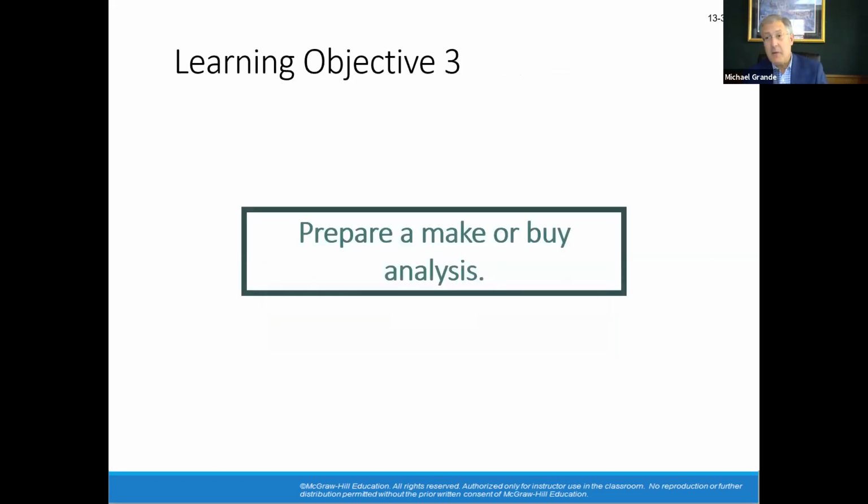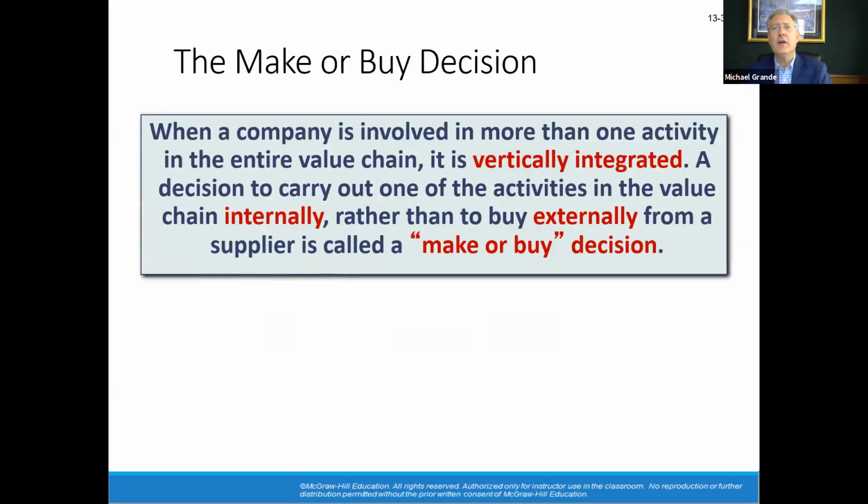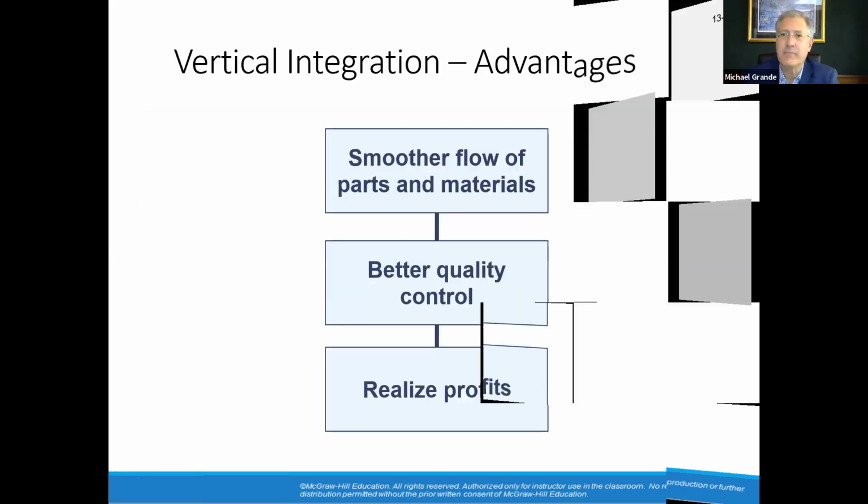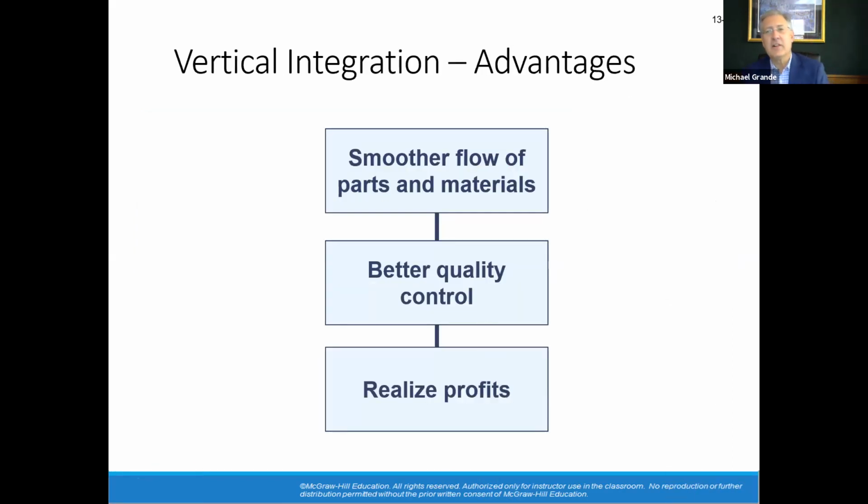They simply get reallocated to the remaining divisions. Let's take a look at make or buy decisions. When a company is involved in more than one activity in the entire value chain, it is vertically integrated. A decision to carry out one of the activities in the value chain internally rather than buy externally from a supplier is called a make or buy decision. This is what vertical integration looks like. Smoother flow of parts and materials, better quality control, they realize profit.